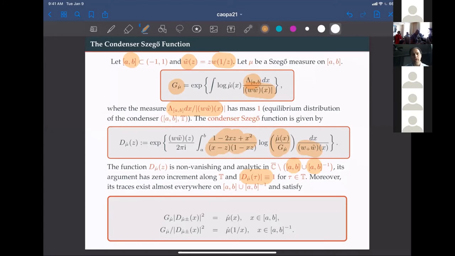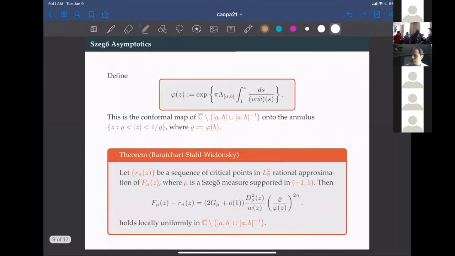Similarly to the Zeigler function, you take the absolute value squared, you multiply by the geometric mean, and you're going to recover the measure, the derivative. And similarly, you have a formula for the reflected interval. If you have that, let's define this function phi. Again, I have this normalizing constant, and I integrate ds over W W tilde from 1 to z.